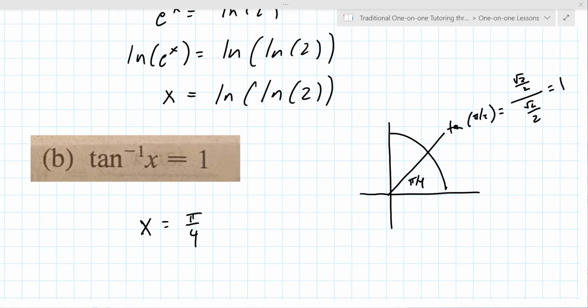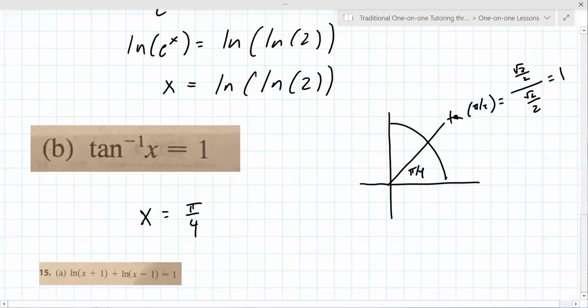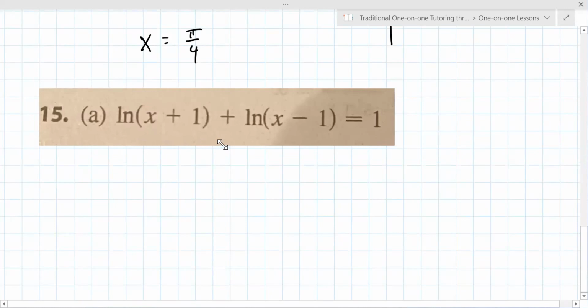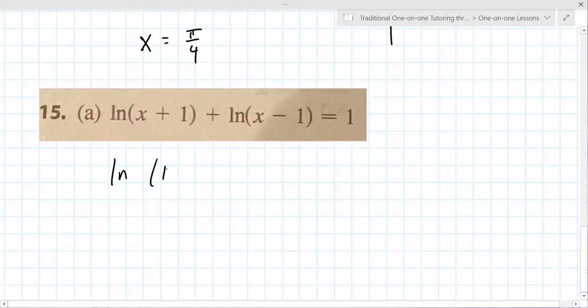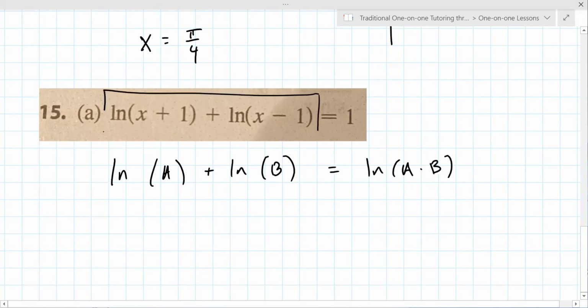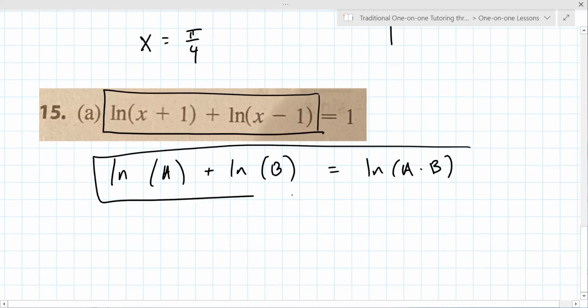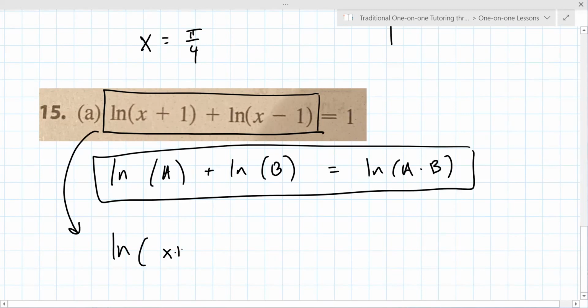Okay, so we'll go to 15a. 15a is based on knowing the property of how to, they call it condensing. So if you have the natural log of a plus the natural log of b, like you have here, this becomes the natural log of a times b. So basically, you get to multiply what's inside parentheses. The natural log, your a in this case is x plus 1, your b is x minus 1. It's x plus 1 times x minus 1 equals 1.